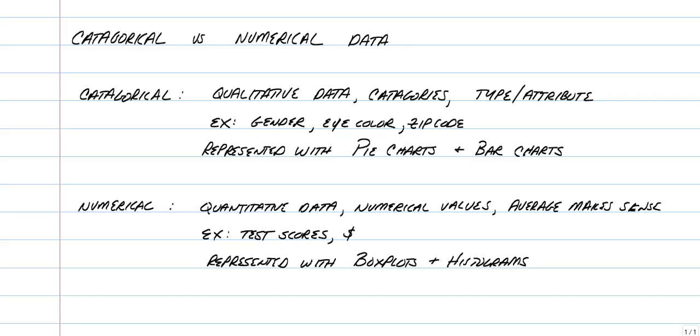Then obviously numerical, that's quantitative, which means there's a quantity, an actual numerical value, and something where taking the average would actually make sense. Okay? Examples would be average on test scores or the amount of money you have in your pocket, stuff like that. Now, categorical data is represented with pie charts and bar charts, which we will talk about in other videos. And numerical data will be represented in box plots and histograms. Again, those will occur in other videos coming up soon.